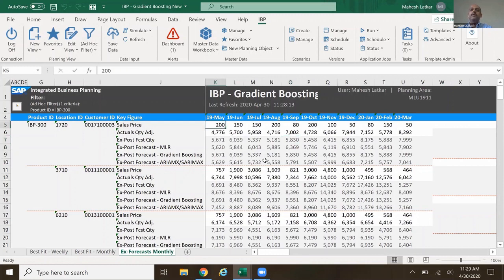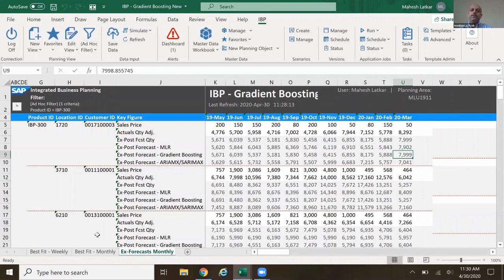If you got high sales price, your forecast number is coming down, and where you got less sales price, your forecast number is going high. Similarly, here you got a $50 sales price and the number is very high. So if you look at this pattern, it is really reacting to the sales price.